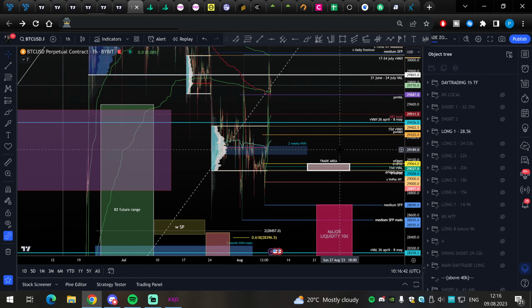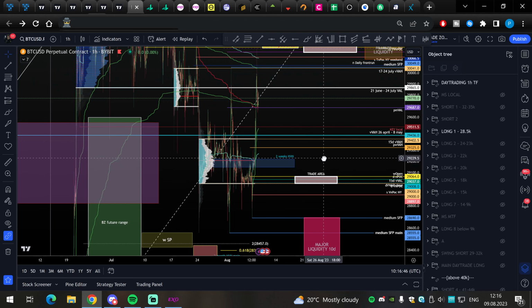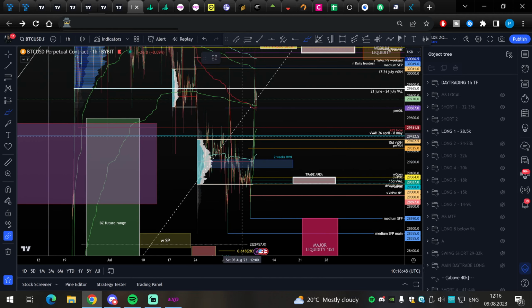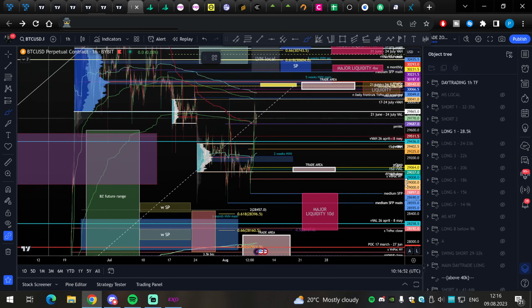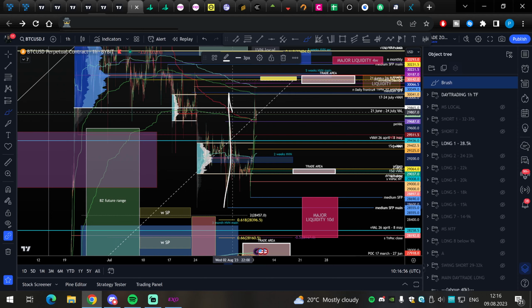This is, for me, the key area for the pullback. I want to see the hold. So we can do something like this. Look at the market structure, by the way. It's like spaghetti, so stretched, but it's okay.